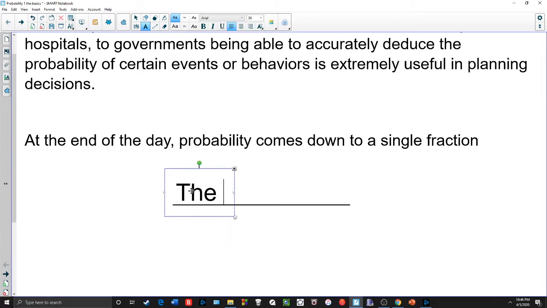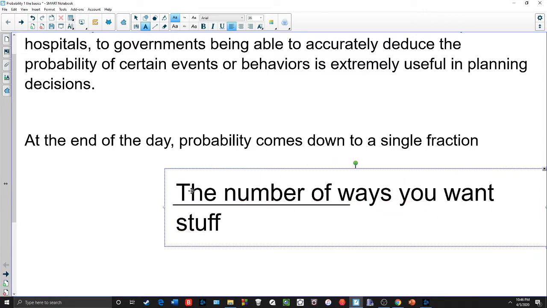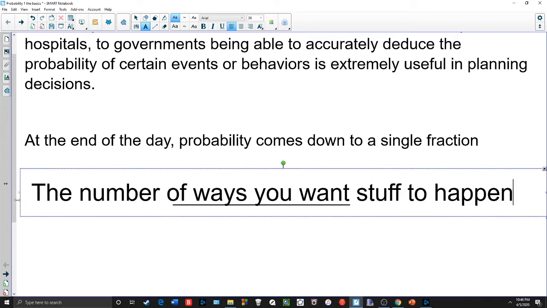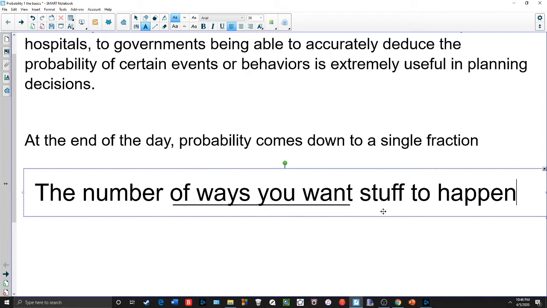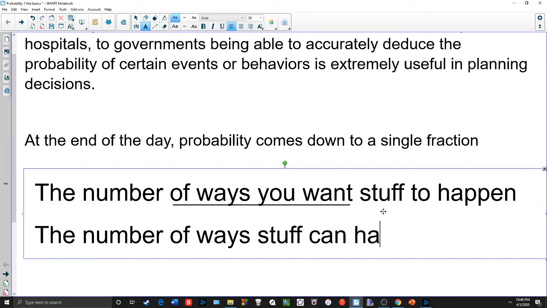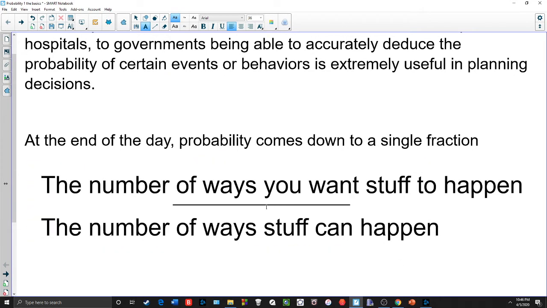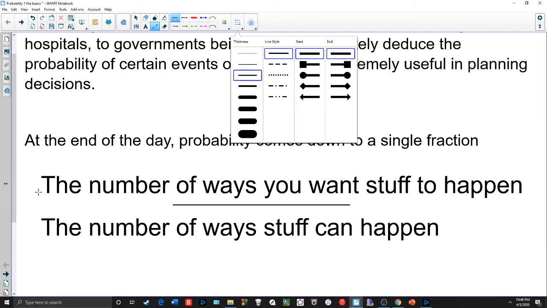It's the number of ways you want stuff to happen. Let me make this a little bit bigger here. So the number of ways you want stuff to happen over the number of ways stuff can happen. And that's, again, just basically the gist of probabilities. If you can get those two values, then you've gotten your probability essentially. So we can put a little bigger fraction bar there to make it look a little bit more reasonable.